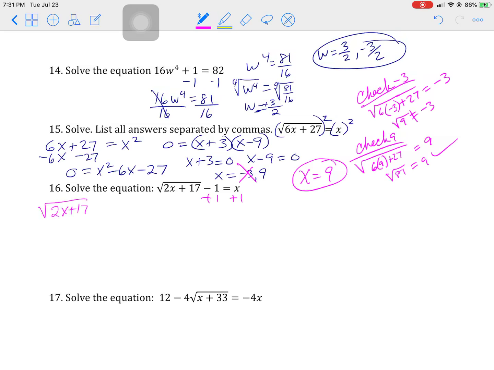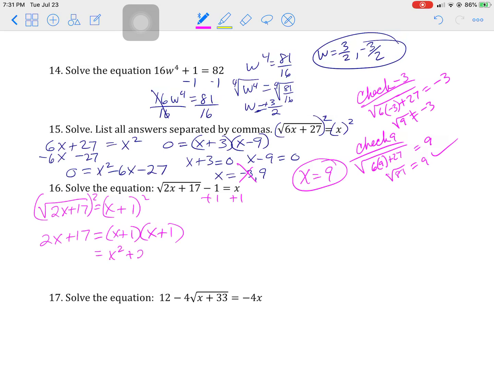x plus 17 equals x plus 1. Then I need to square both sides to remove the radical sign. Now this one, you're not distributing this, you're writing this twice. That's how we handle those, which means we need to FOIL.